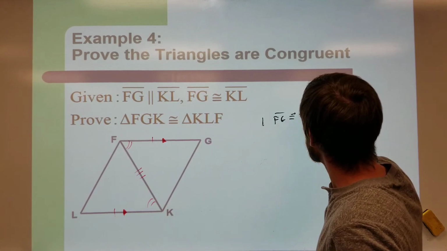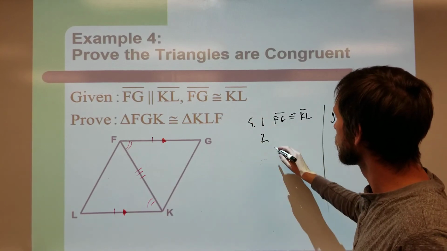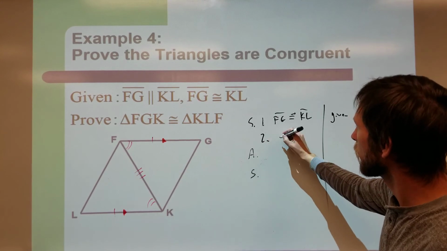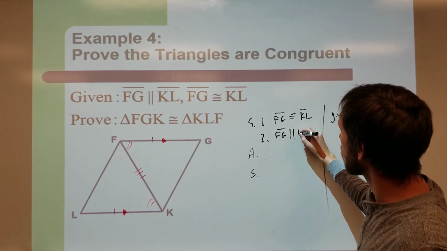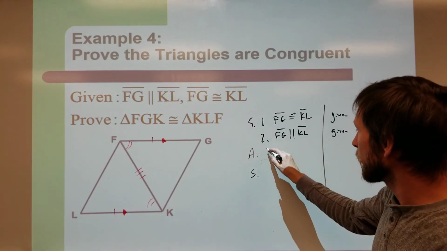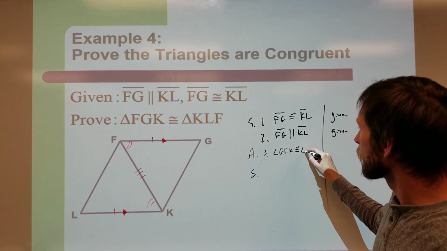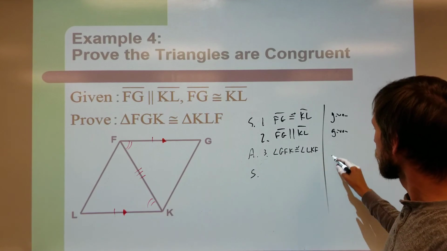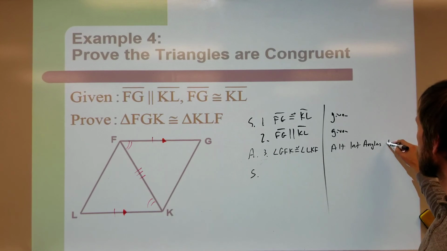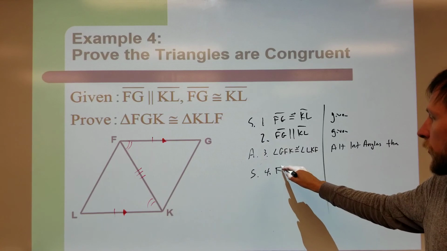Number 1. FG is congruent to KL because they told us that's a pair of sides. I'm going to do side, then angle, and then side. All right, that's my goal. Side, angle, side. FG is parallel to KL because they told us. So now the angles at F and K are congruent by the alternate interior angles theorem. And then FK is congruent to itself.